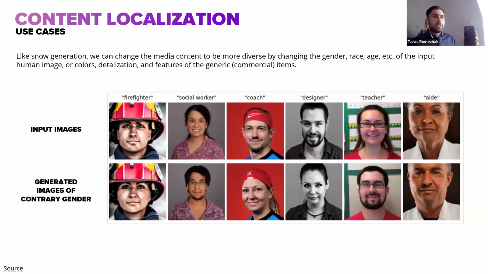content. For example, if it was a female model, you want to generate a hijab for her, or change the tone of skin, or do some other manipulations just to make the content specific for some local needs or local culture, etc.